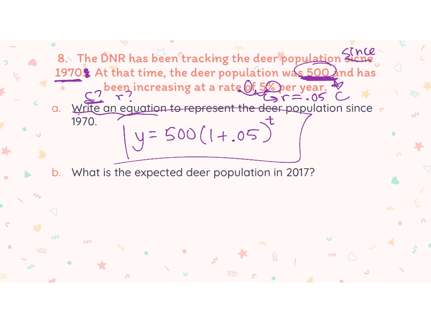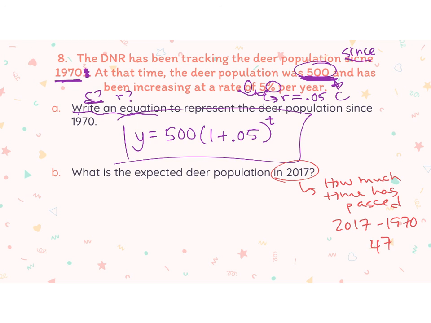Now I'm going to go ahead and figure out the expected deer population in 2017. So now the question becomes, how much time has passed? So that's what I'm looking for. So I need to take 2017 minus my starting year of 1970. So 2017 minus 1970, and I get 47 years. So 47 years have passed since we first looked at this. Now I'm going to fill that into my value. So I've got y equals 500 times 1 plus 0.05 raised to the 47th power.